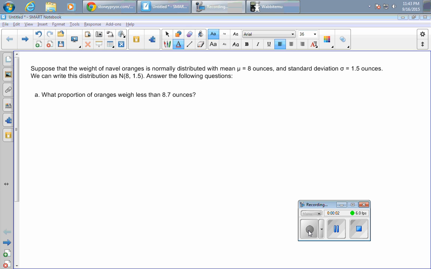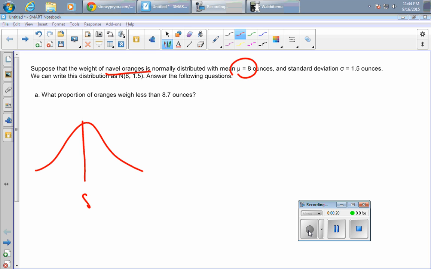I'd like to take just a moment to go over standardizing on the table as well as on the calculator. So here's the example. The weight of navel oranges is normally distributed with mean mu is 8, standard deviation is 1.5. So I have a normal curve, the mean is 8, the standard deviation is 1.5. It says answer the following questions.